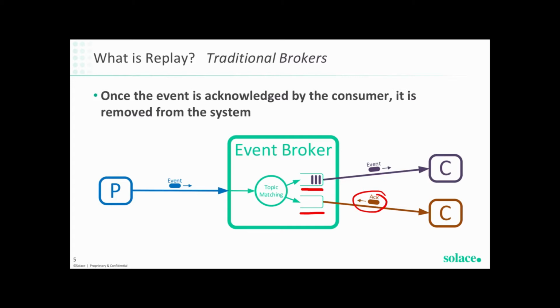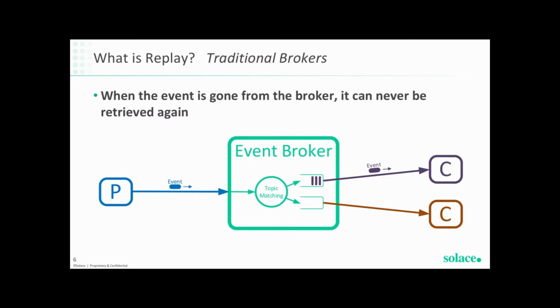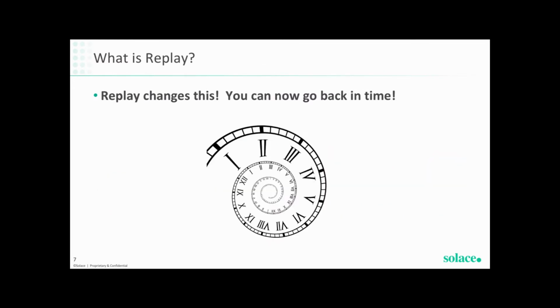When an event topic matches multiple consumer subscriptions, a reference to the event will be queued to each matching consumer. When the consumer sends an acknowledgement for the event, the reference to that event is removed from the consumer's queue. Once the event is removed from the persistent queue, that event is gone for that consumer forever. But Replay changes this. Time travel is now possible.